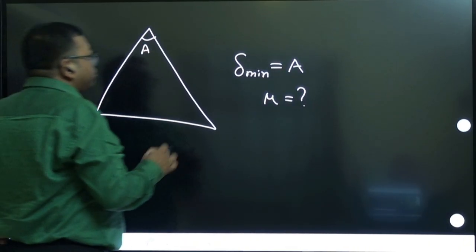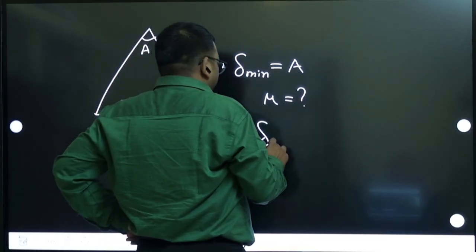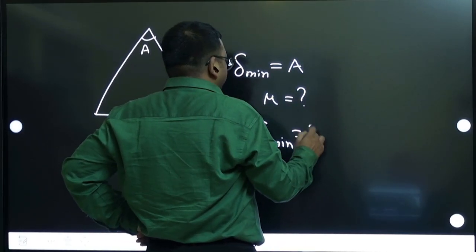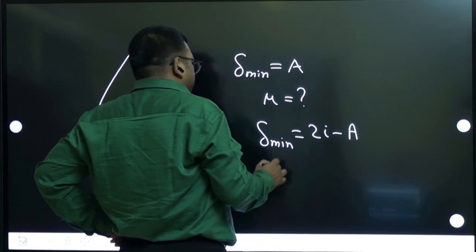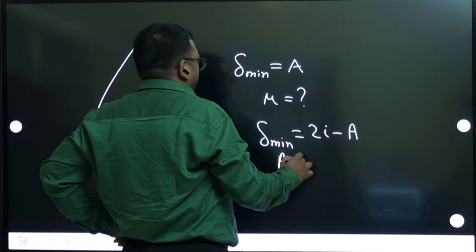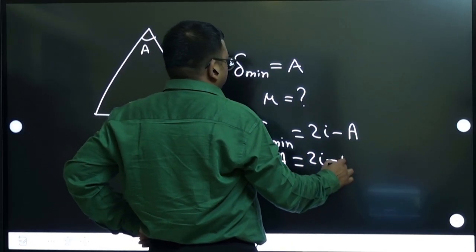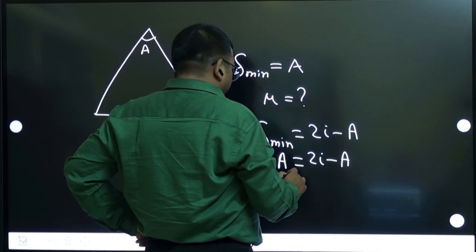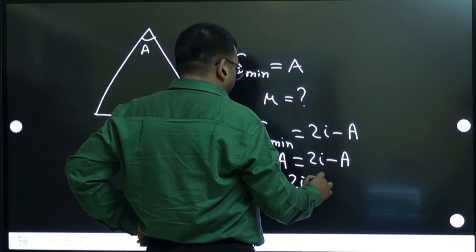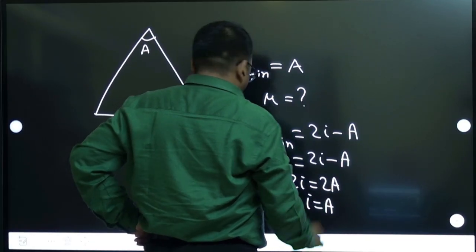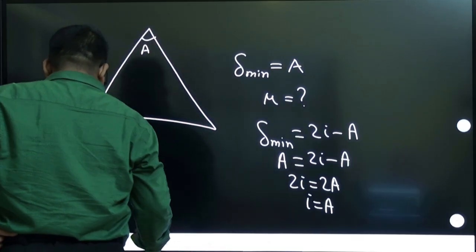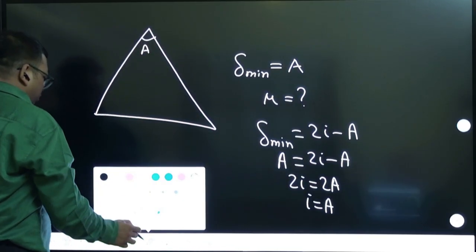So the minimum deviation formula is 2I minus A, right? And suppose this becomes equal to A, then 2I minus A equals A. Then that means 2I becomes equal to 2A. That means I becomes equal to A, right? If I becomes equal to A, then what?